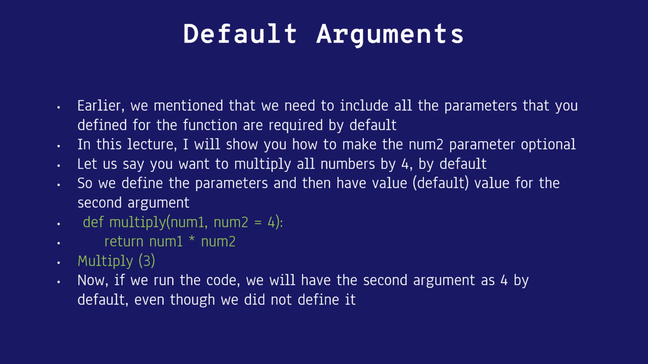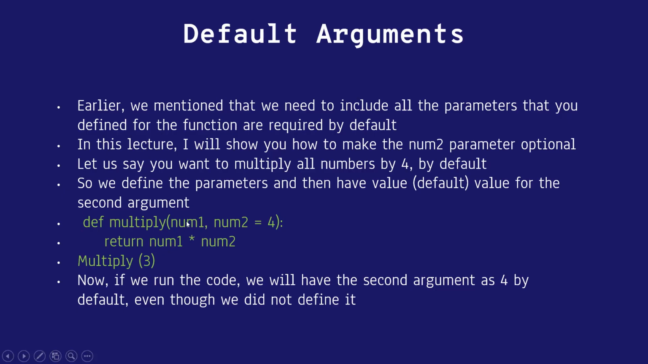Let us say you want to multiply all numbers by 4 by default. So we define the parameters and then have a value. That's the default value for the second argument. So let's define that. We have def multiply(num1, num2 = 4). That's the default value. Return num1 times num2, then multiply(3).